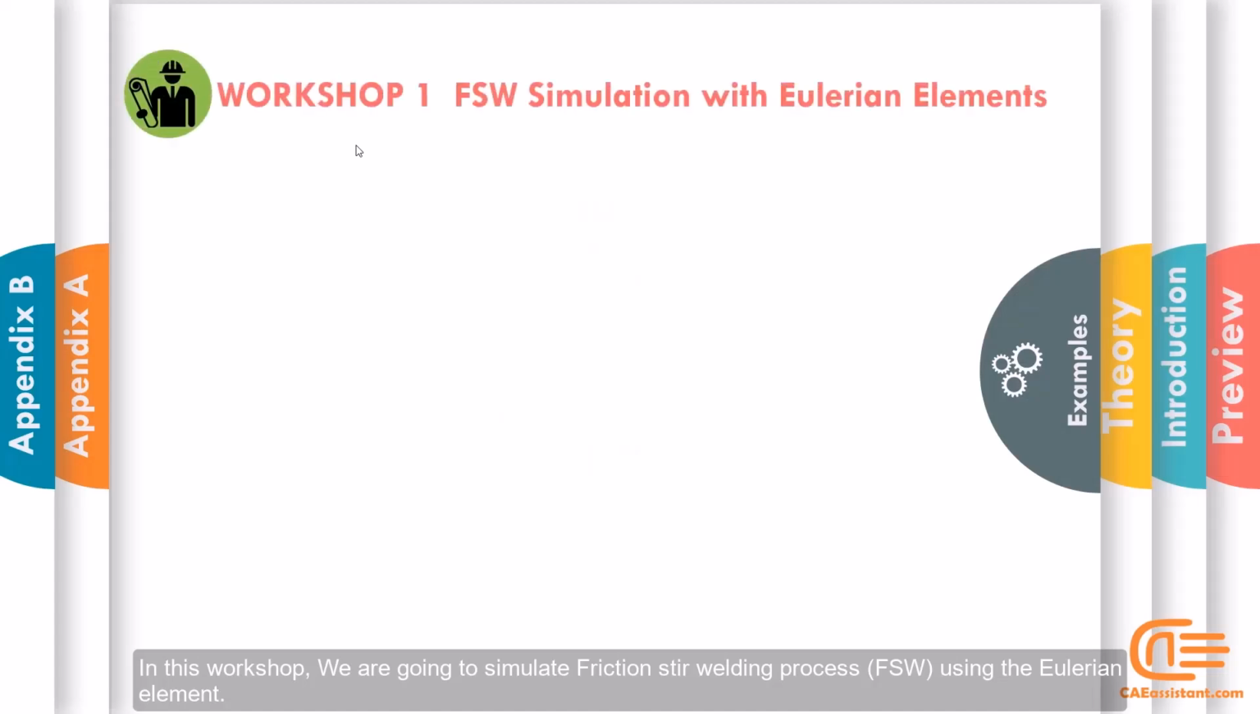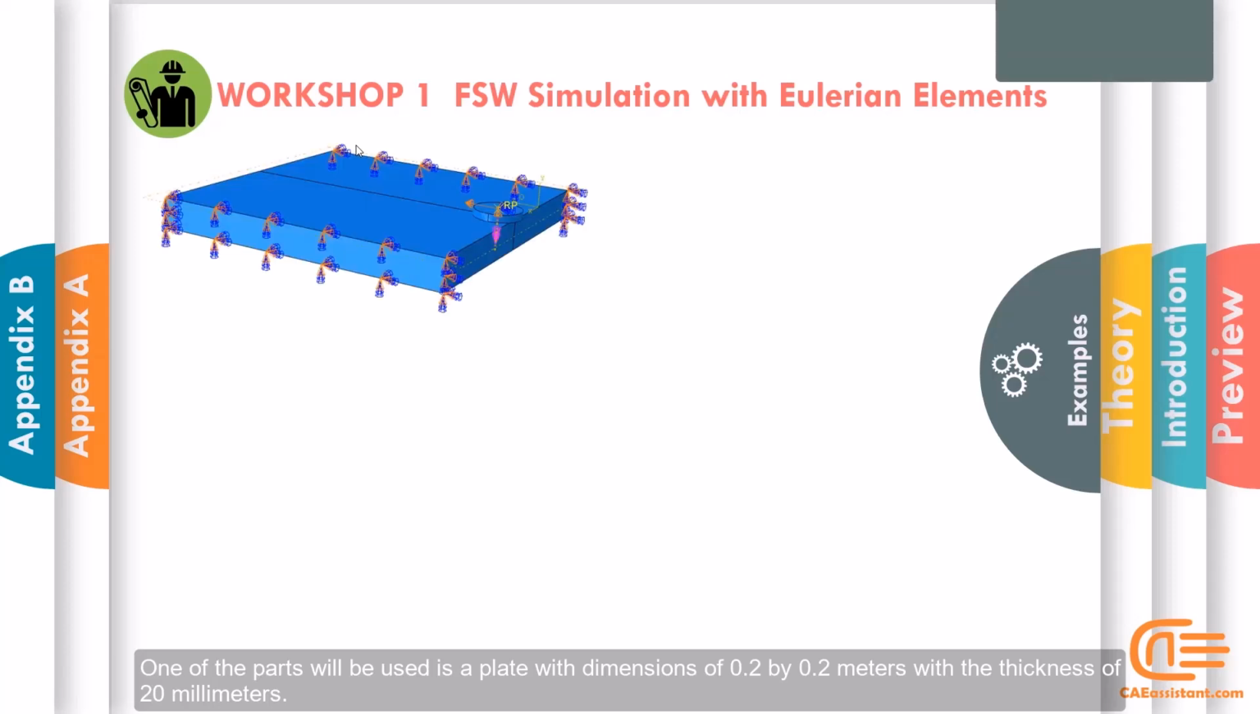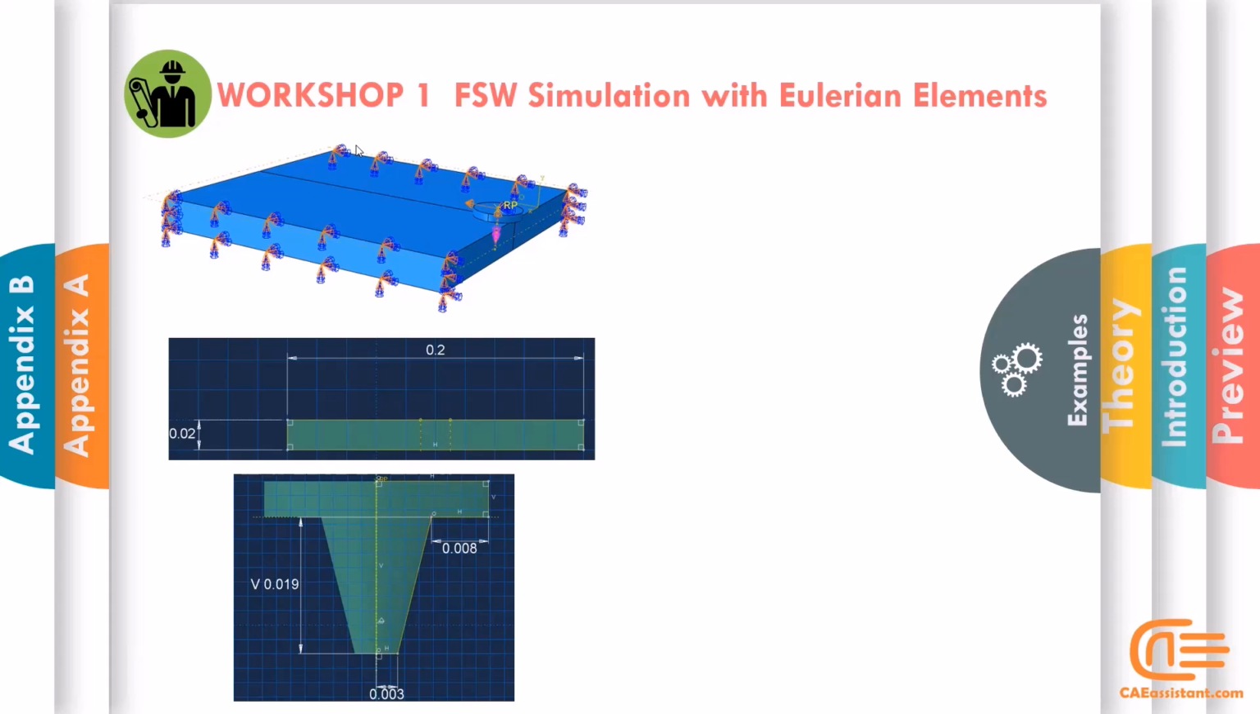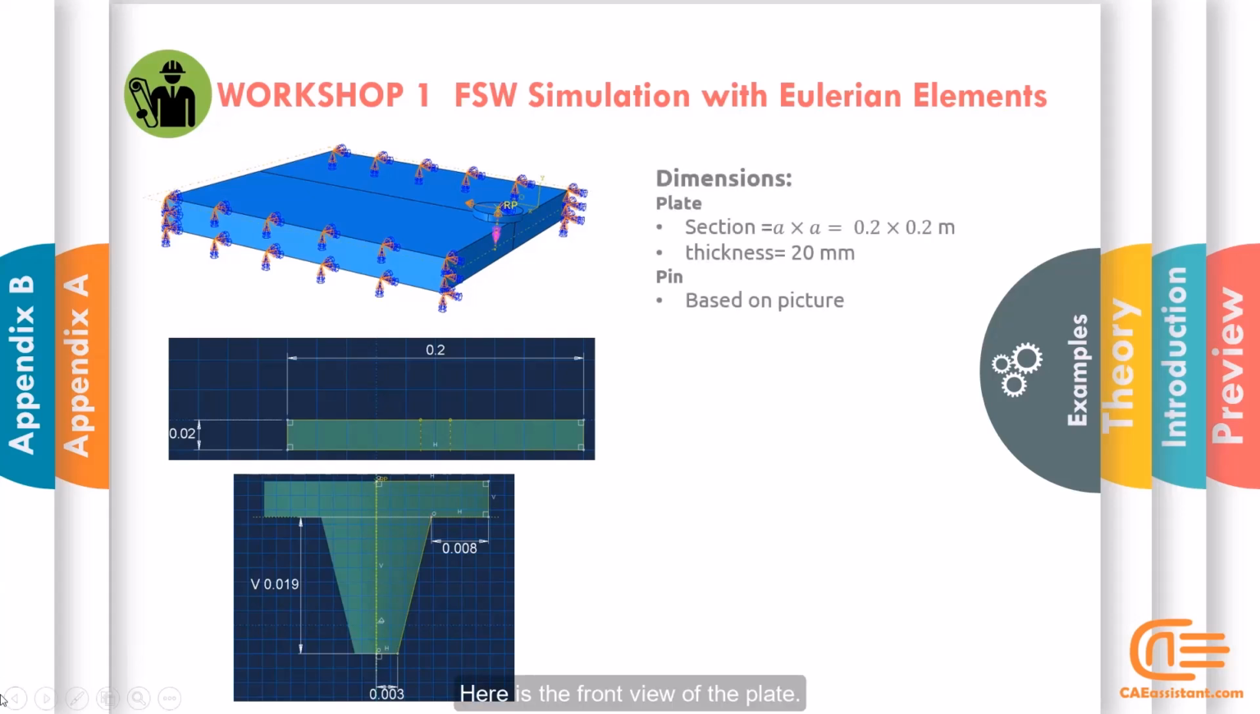In this workshop, we are going to simulate the friction stir welding process, or FSW, using the Eulerian element. One of the parts that will be used is a plate with dimensions of 0.2 by 0.2 meters with a thickness of 20 millimeters. Here is the front view of the plate. The other part is a pin, whose dimensions are displayed here.